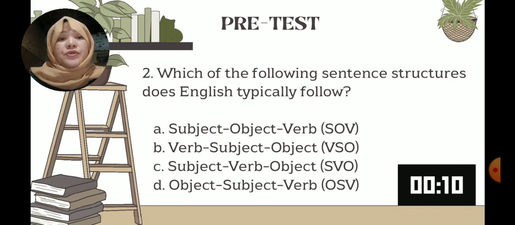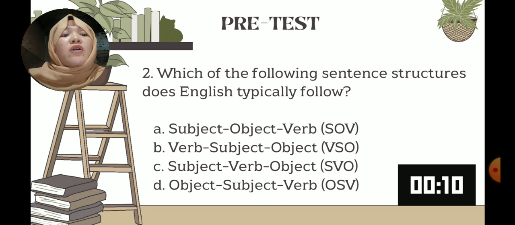Next, number two, which of the following sentence structures does English typically follow? A, subject, object, verb, SOV. Letter B, verb, subject, object, VSO. Letter C, subject, verb, object, SVO. And letter D, object, subject, verb, OSV.